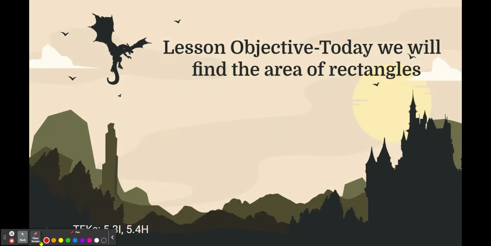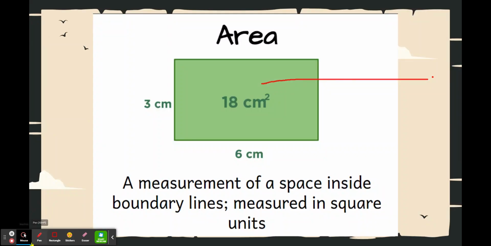Let's take a look at today's lesson objective. So today we will find the area of rectangles. Okay, so the TEKS we're focusing on today are 5.3i and 5.4h.